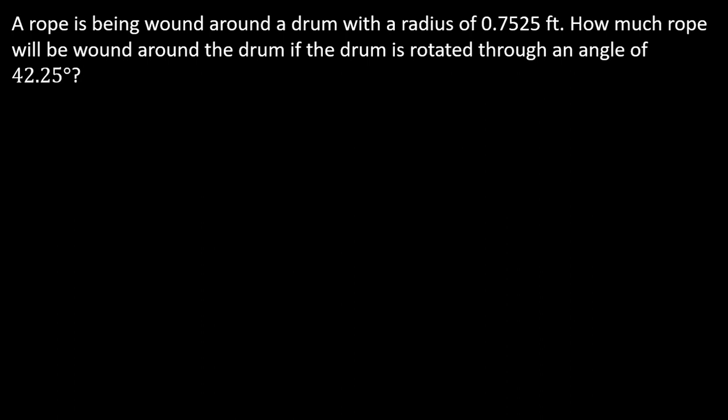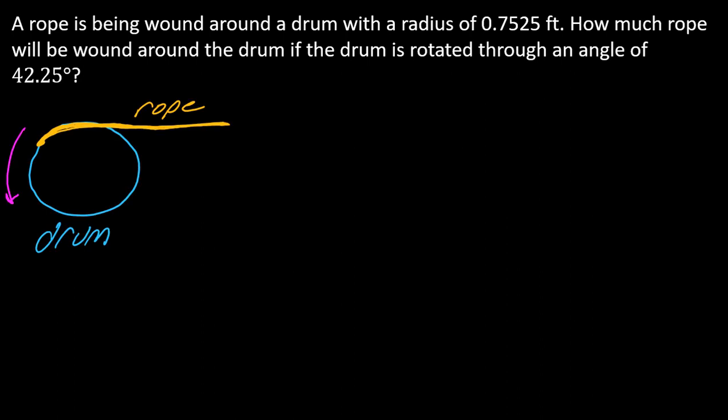Okay, so what are we talking about? A drum, so just think of it as a circle. It's a round shape, and we affix a rope to it, and then we rotate the drum around to wind up the rope. You see what I'm saying here? So the drum has this radius, and let's say we tied the rope down, or somehow affixed it to this point, and we've been rotating this drum around to this point, which is 42.25 degrees. So that's what this is talking about.